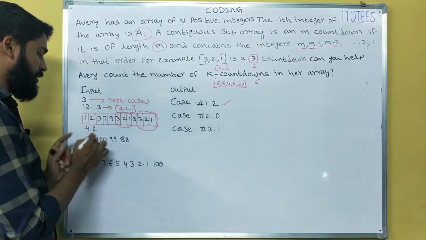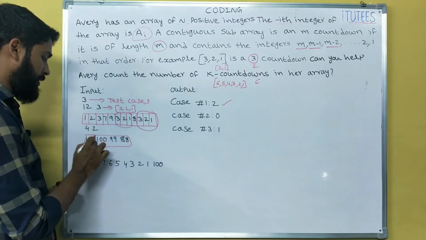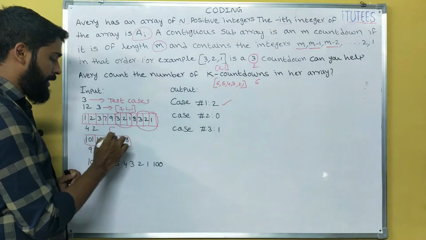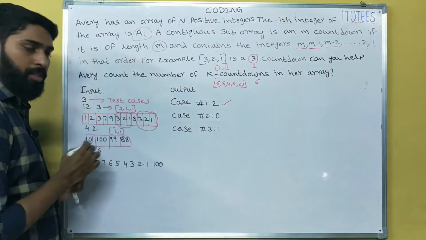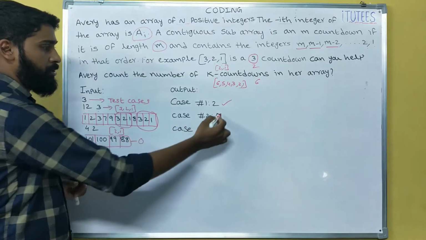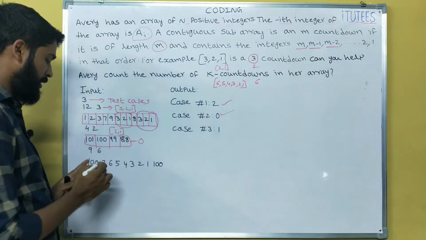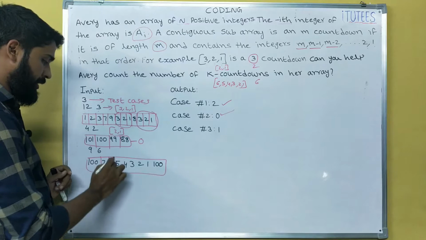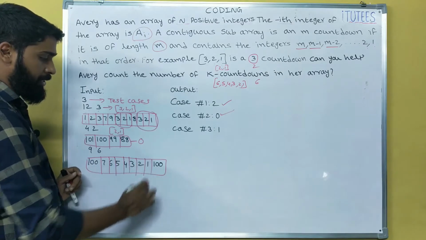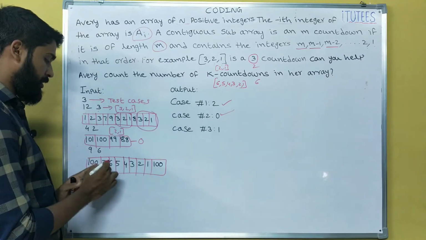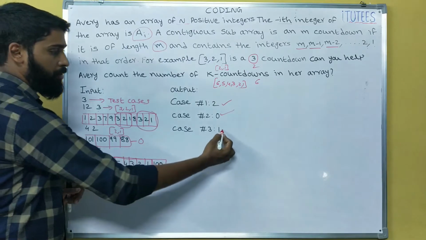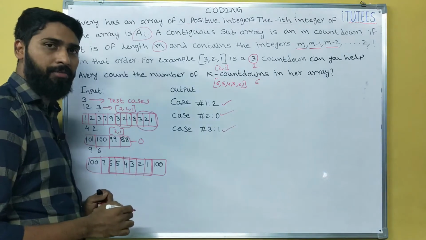In the second case, 4, 2. So the number of elements is 4 and m equals 2. What is the subarray? 2, 1. So how many? 0. So the output is 0. Coming to the third case, 9, 6: 9 elements, and you are going to find the 6 countdown. How many 6 countdowns are there? Only 1. So the output for case 3 is 1.